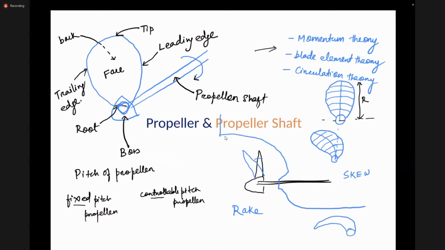What do you want? Sir, new topic. New topic? Okay. Yes, sir, it's clear. So, in the new topic, we can start with the rudder. What would be the syllabus for CT?